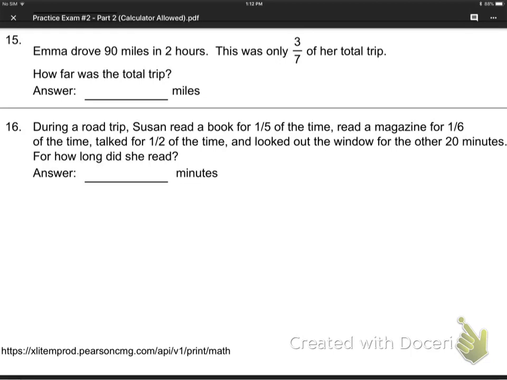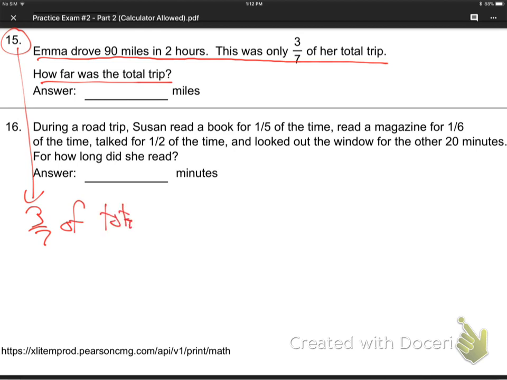Okay, so on number 15, Emma drove 90 miles in 2 hours. This was only 3/7 of her total trip. How far was her total trip? So what they're saying is, we'll put this in simpler words, 3/7 of the total trip is 90. That's what they're saying. The 90 miles she drove was 3/7 of her total trip.